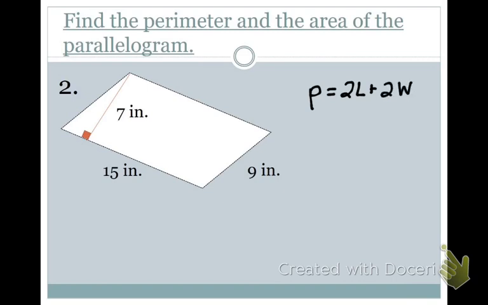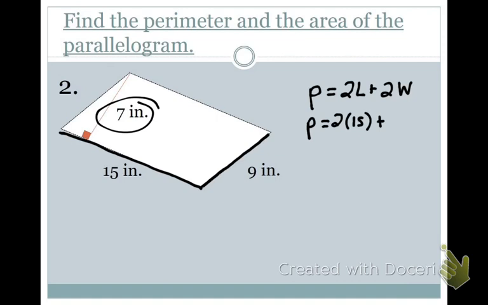All right, so now it's just a matter of plugging things in. What is the length that you can see here? 15, okay? So we're going to plug that in right there. P equals 2 times 15 plus, what's my width? 9 inches, okay? Good job. Thank you for not mistaking it for the height. The height is over here in the middle because that's the one that is making a right angle with the base, okay? So good job, plus 2 times 9.